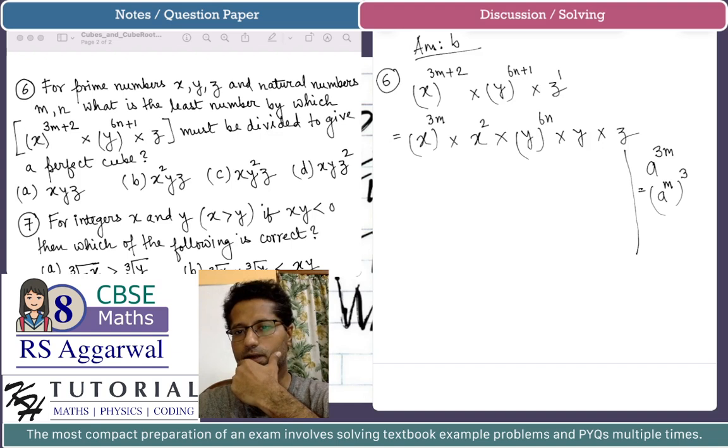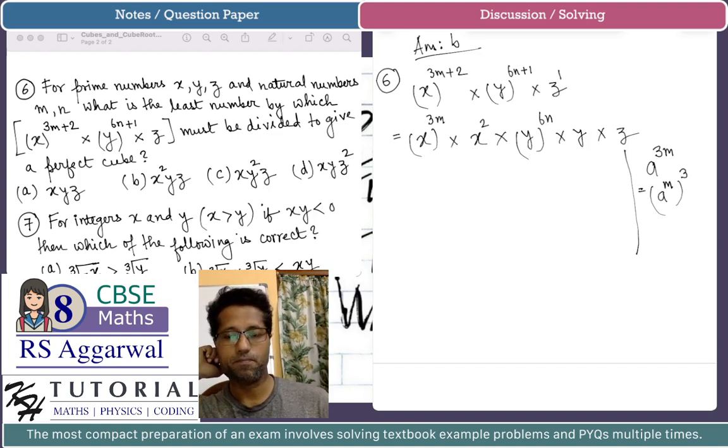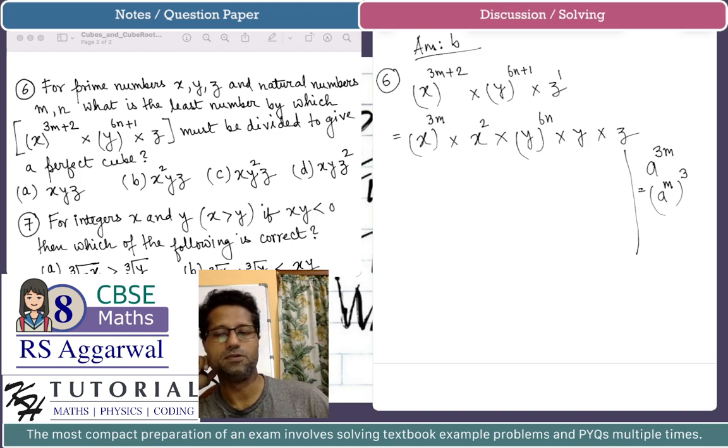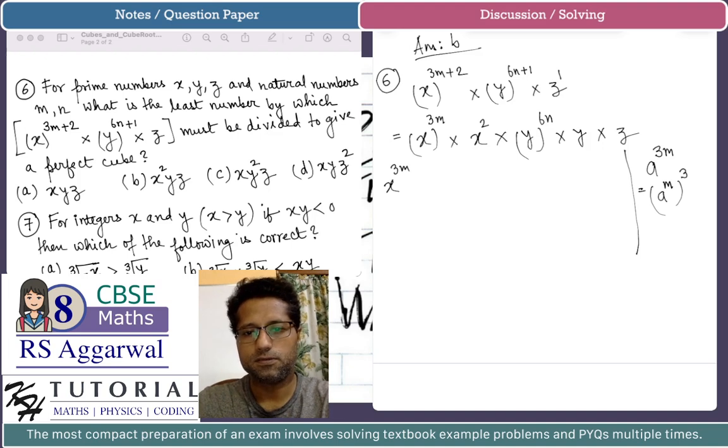So any exponential term of the form a to the power 3m, where m is some natural number, 3m will obviously be a multiple of 3. So a number in exponential form where the power of the exponential term is a multiple of 3 and the base is a natural number, that exponential term is always a perfect cube. So we can say that x to the power 3m is a perfect cube.